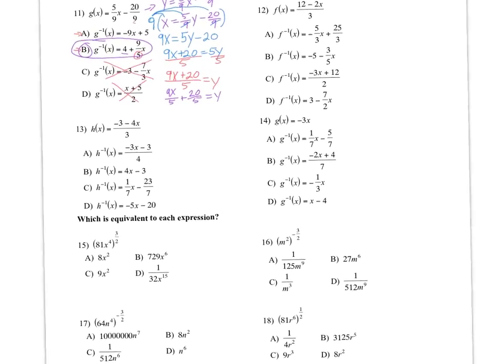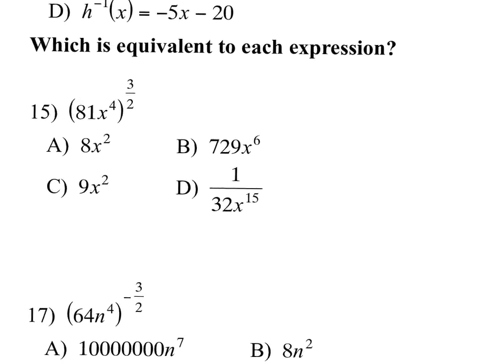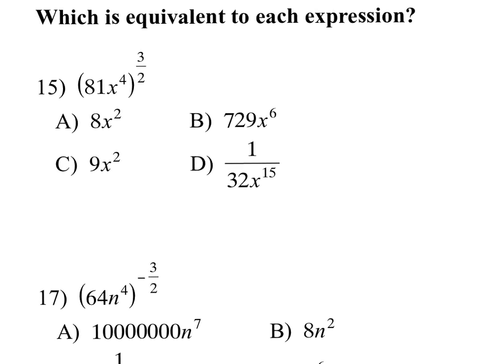The next problem that we're going to do on here is going to be number 15. Okay, so we've got to figure out which of these is equivalent to this expression. What I've got to realize here is that this rational exponent can be distributed to both of these pieces, and then we can work with that. So we've got 81 to the 3 halves times x, and we're going to multiply these two. 4 over 1 times 3 over 2 is going to be 12 over 2, or 6.